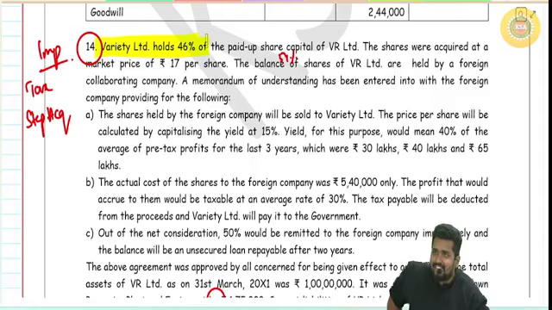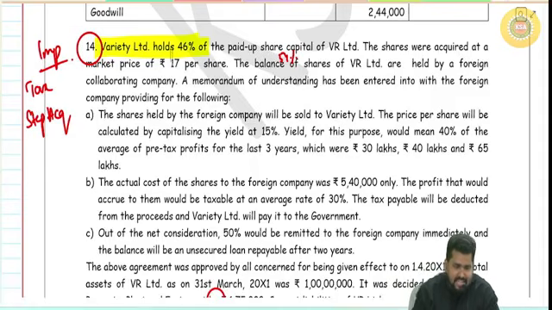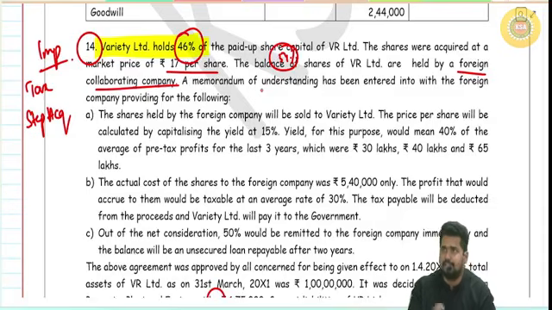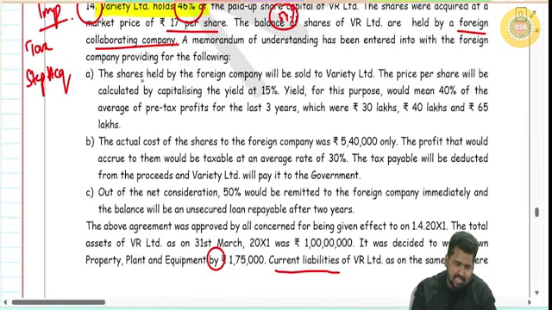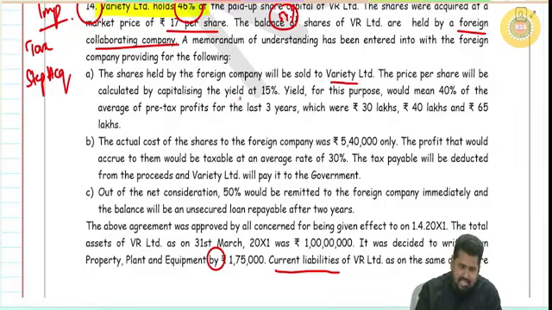So, a small thing. I'll explain this question. Listen, Variety Limited holds 46%, which means they did not have control till that time. Now shares were acquired at a price of 17 per share. The balance, see, of 100% we are holding only 46%. The 54% is held by the foreign collaborating company. A memorandum of understanding is entered between them. They are going to sell it. The shares held by the foreign company will be sold to Variety Limited. They are going to sell to us. The price per share is calculated by, okay, these are the things I am going to explain. When they have to sell, they have to fix a price, and they are fixing the price.